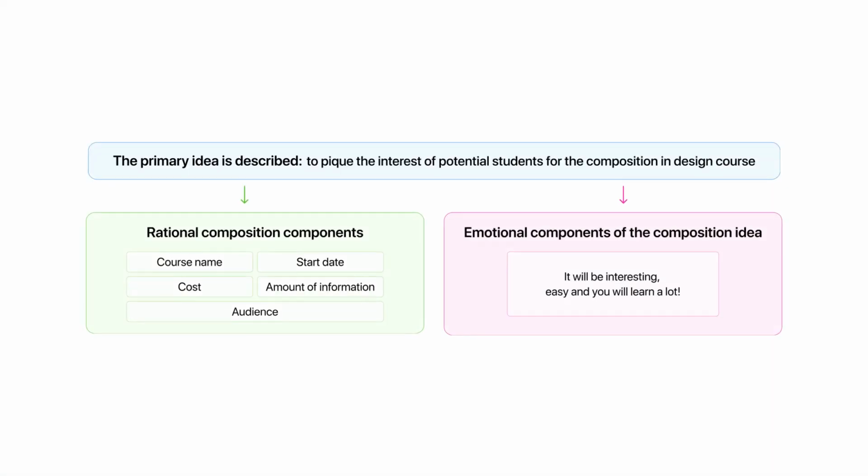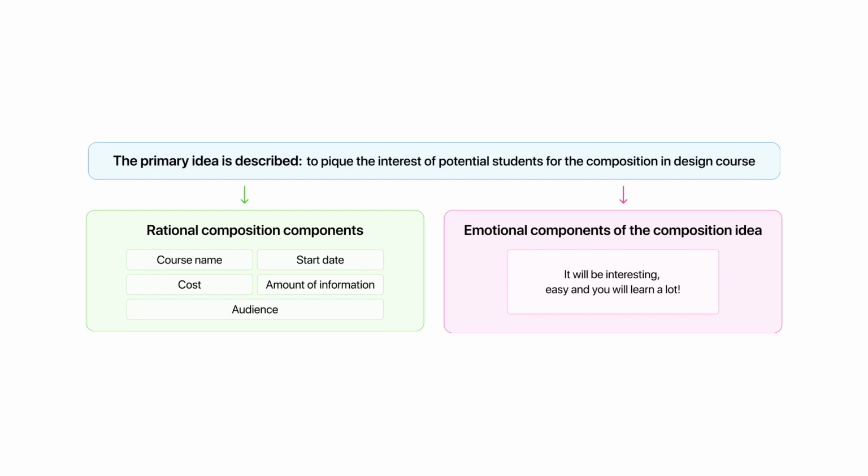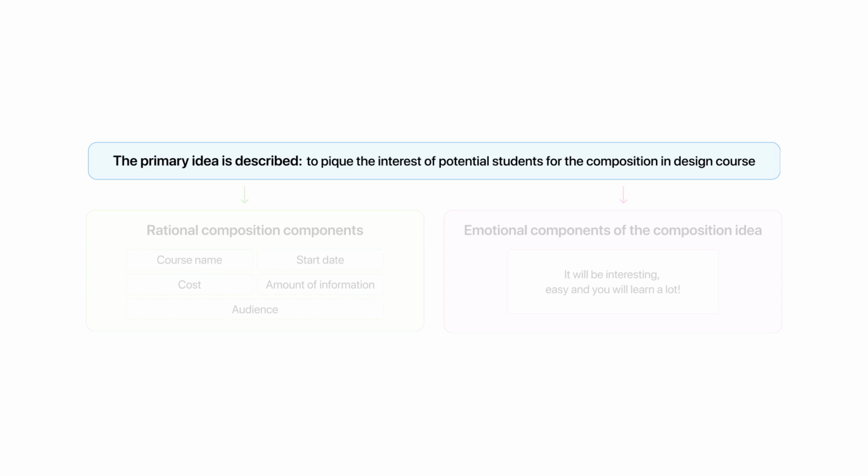For a graphic composition, the idea can be presented in the form of a table. At the top, as shown, the primary idea is described, to pique the interest of potential students for the composition course. Below are 2 components of the idea. On the left, the rational component is described, including factual information about the course, such as its name, start date, cost, and so on. On the right, the emotional component is highlighted to create a feeling that the course is easy to understand and engaging.